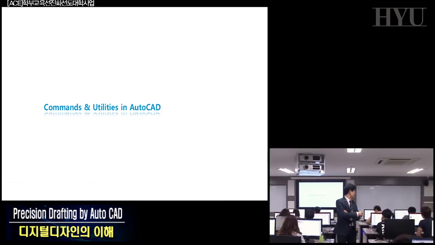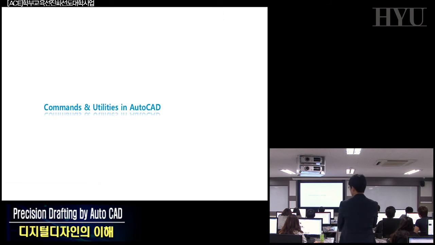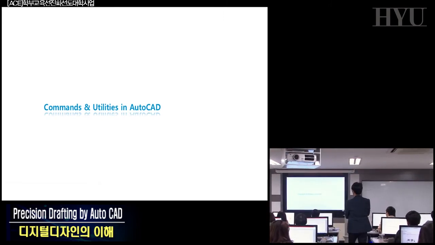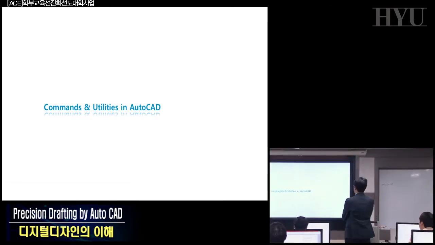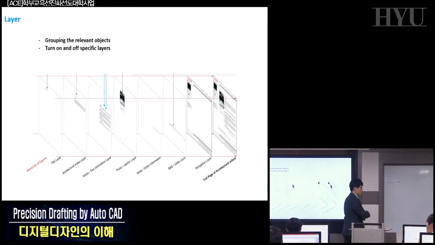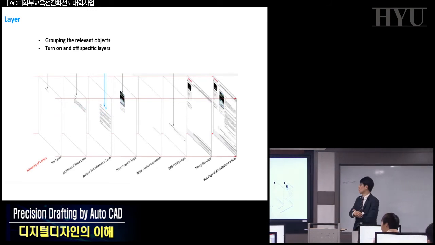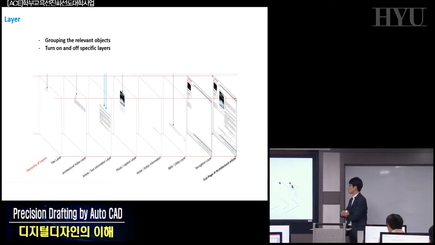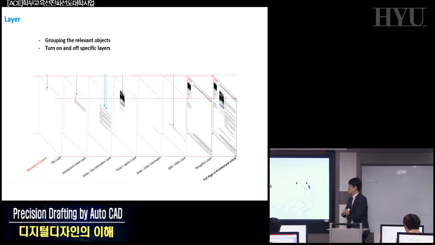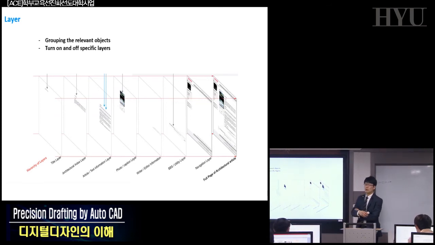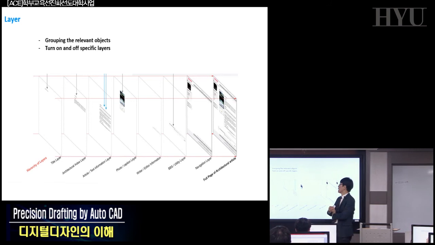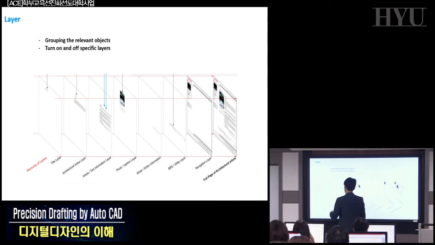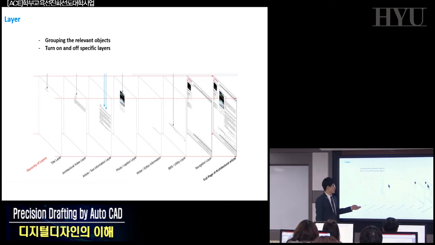Okay, let's quickly review the rest of the part about AutoCAD, commands and utilities in AutoCAD, and some precision drawing issues. First, a very important concept when we are dealing with AutoCAD is layer. Grouping the relevant objects, and you can turn them on and off. You can lock and unlock, or just activate it, and so on. The concept of layer we already experienced when we were dealing with some Photoshop 2D-based drawing.